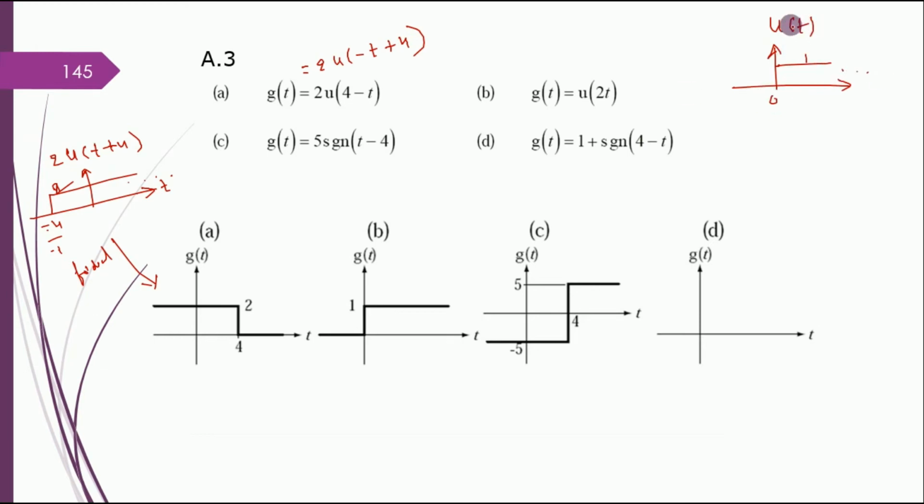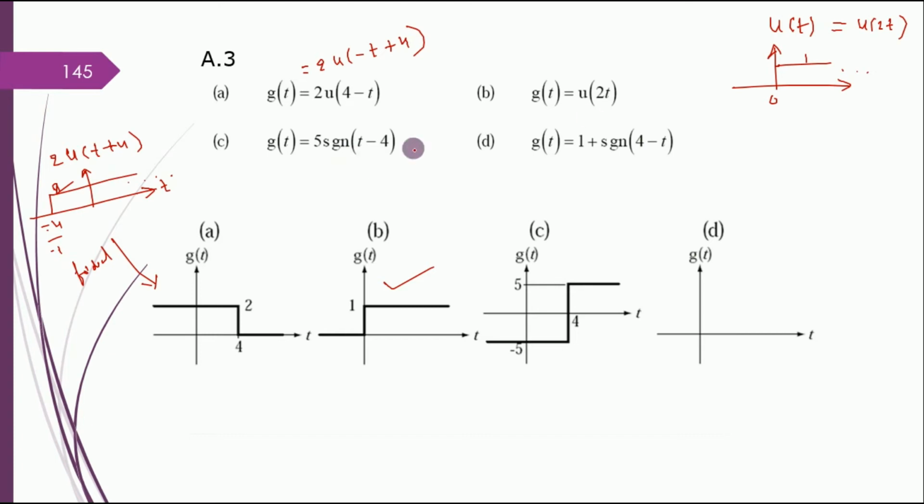If I time scale it, 0 divided by 2 will also be 0. So the same looking u of t will look in the same manner for u of 2t. See, it is just to confuse you people. Both mean the same. That is what is g of t. It is written here. Now what is SGN?